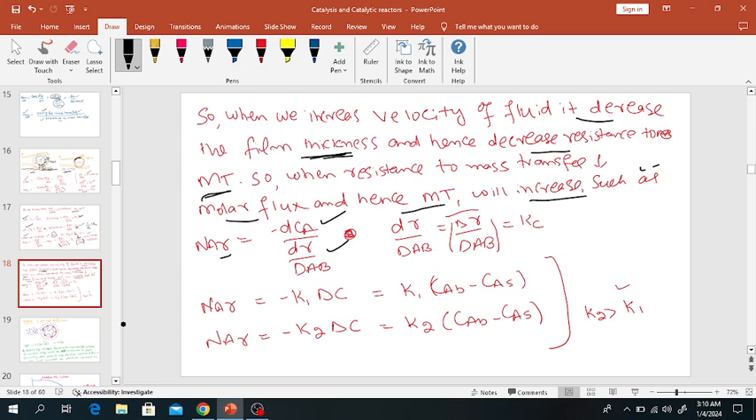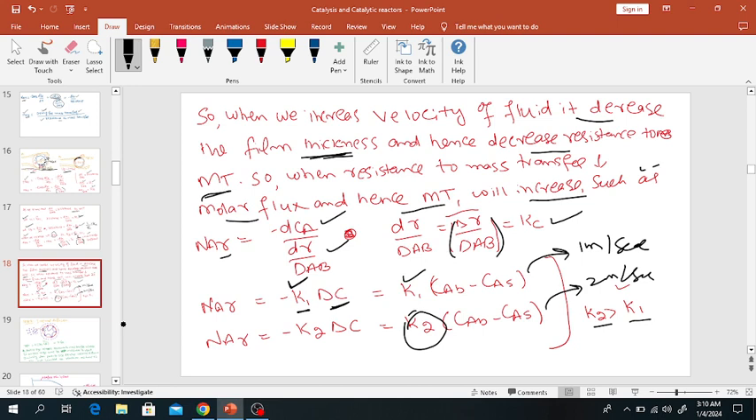This is resistance to mass transfer, and the reciprocal of resistance is nothing but the mass transfer coefficient. So in this case you can see that this is the mass transfer coefficient, and this is the change in concentration for case number 1 when the velocity of the liquid is 1 meter per second. When the velocity of the liquid is 2 meters per second, the mass transfer coefficient will be K2.